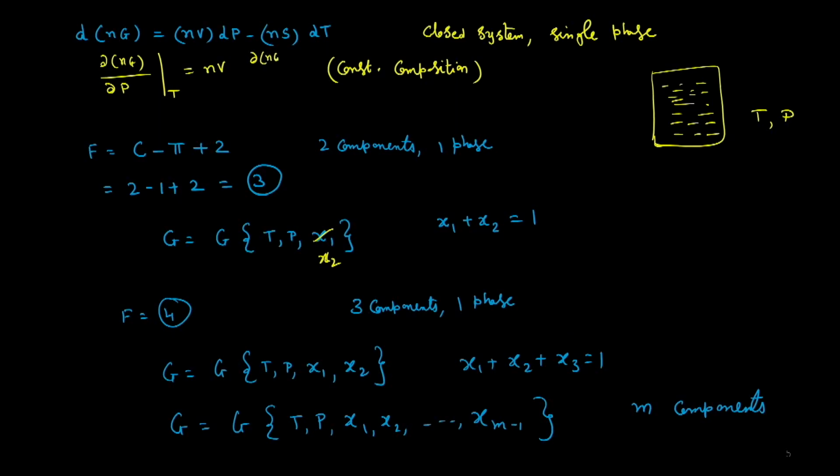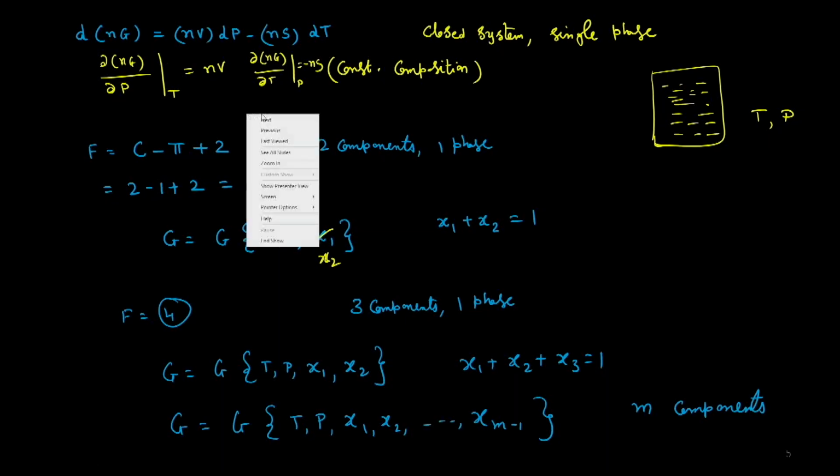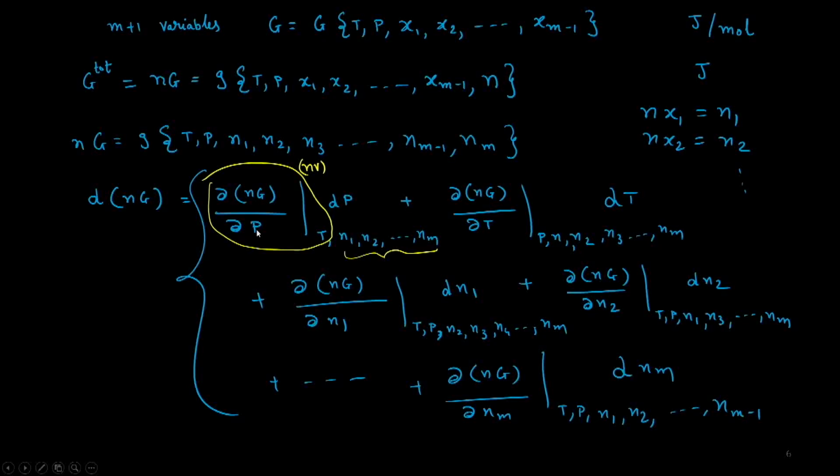Similarly, the derivative of nG with respect to T at constant pressure is going to be minus nS, right? This is true for a closed system with constant composition. So I can substitute the derivative of nG with respect to P at constant temperature with nV, when of course all the other moles are constant, in which case it turns out to be a closed system of constant composition. And again, even for the second term, all the moles from n1 through nm are constant. So it again is a closed system at constant composition. So this derivative term here would be minus nS, right?